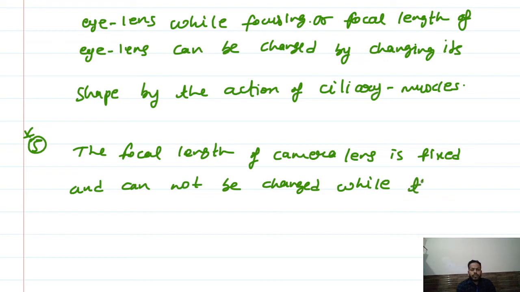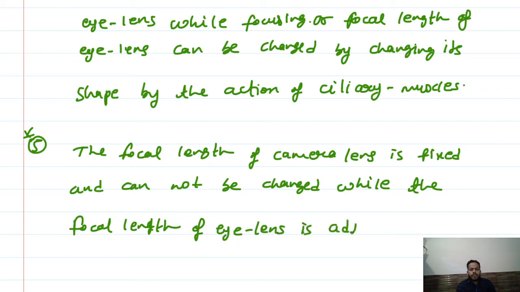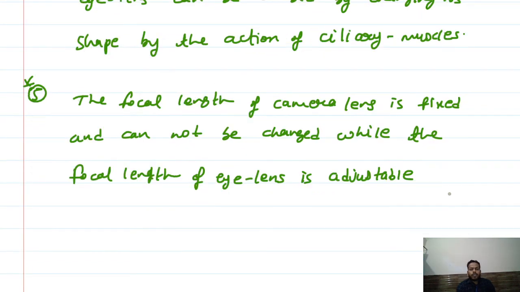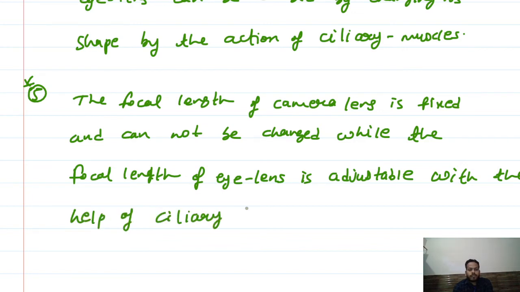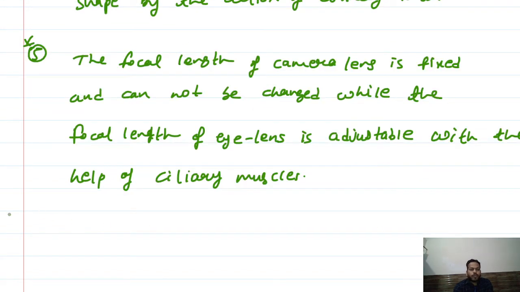the focal length of eye lens is adjustable with the help of ciliary muscles. So this is again a very very important point.